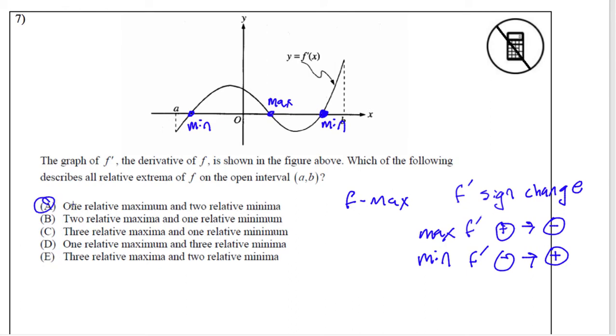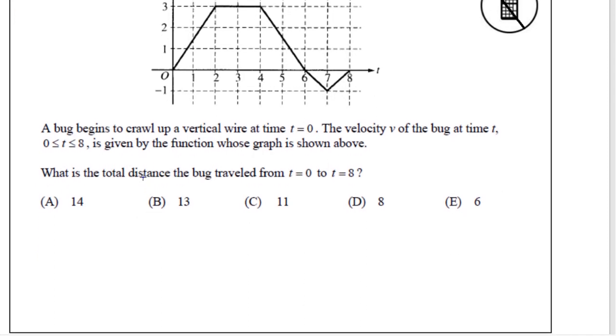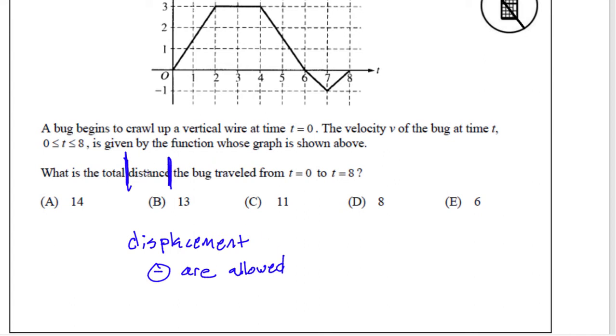Questions? And then our last question, number 8, we need to find the total distance. Okay, there's 2 different things. There's total distance and there's total displacement. Total distance means absolute value. Everything is positive. If you have displacement, then you'll have negatives. Negatives are allowed. Since it's distance, everything is positive.